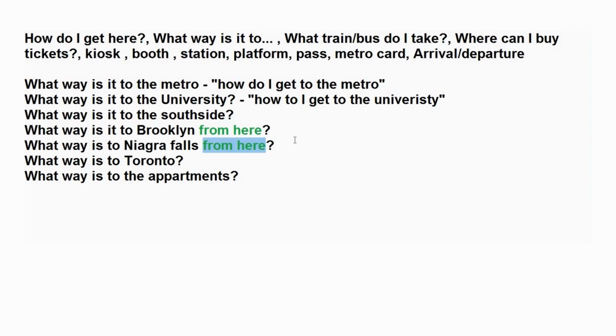You know, you can add "from here" sometimes, if you want. But mostly it's used for just, you know, what way is it to the metro, right? Like, how do I get there? Okay, it's pretty clear, you know, it's simple. It's pretty simple. Just what way is it to Toronto? Just make it in that construction, okay?